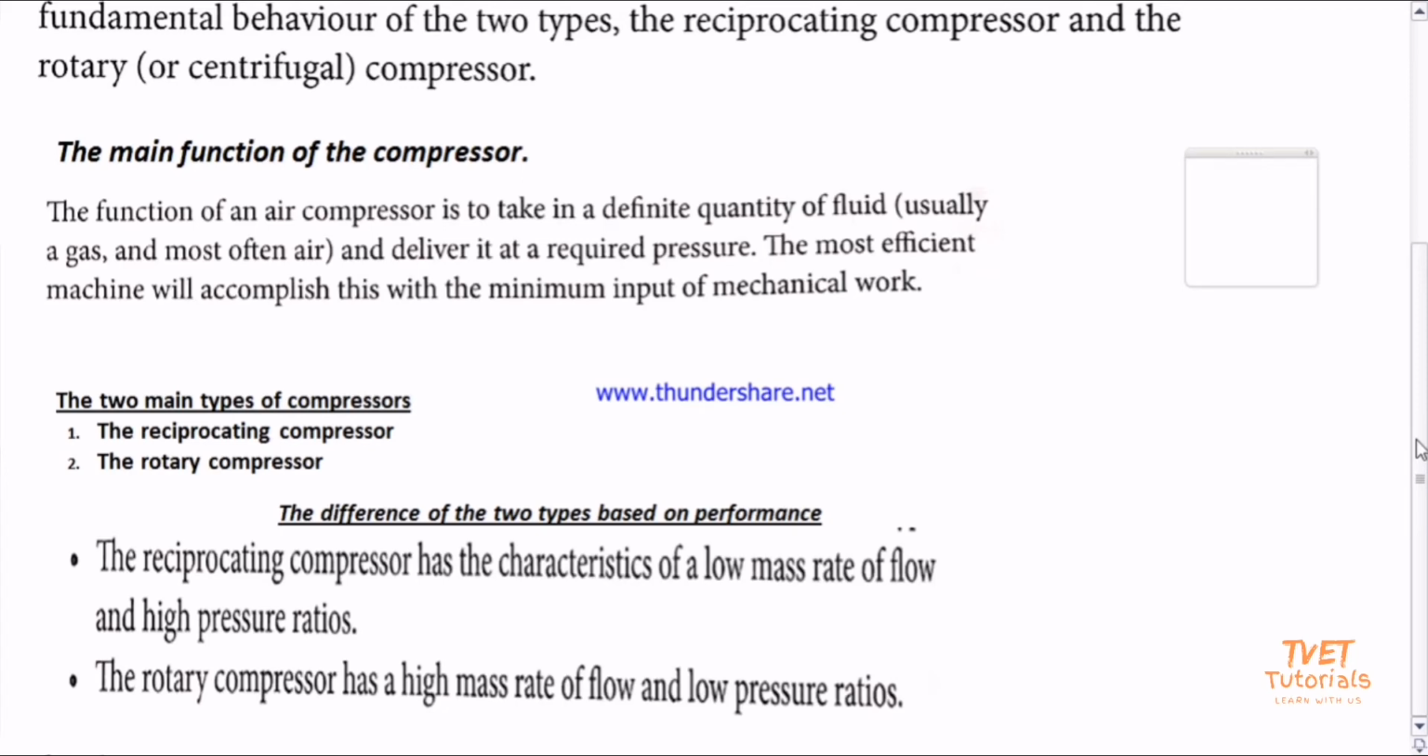The 2 main types of compressors are the reciprocating compressor and the rotary compressor. They are different, however, in performance. The difference of the 2 types based on performance is that the reciprocating compressor has the characteristics of low mass rate of flow and high pressure ratios, whereas the rotary compressor has a high mass rate of flow and low pressure ratios.